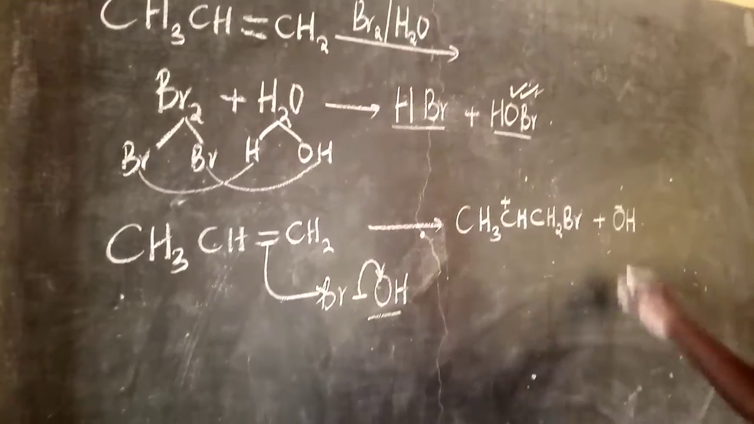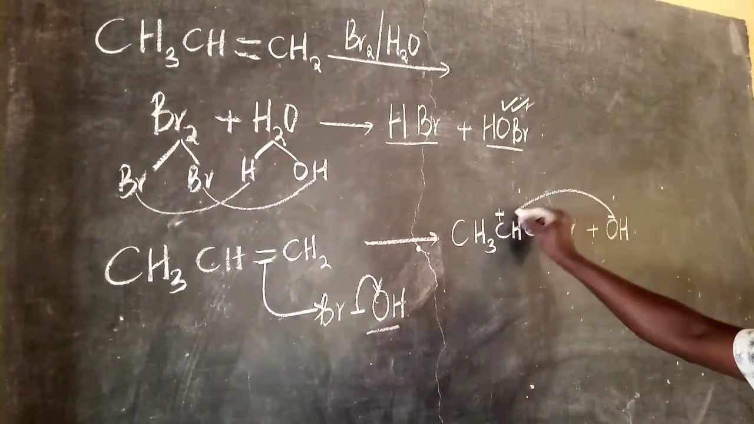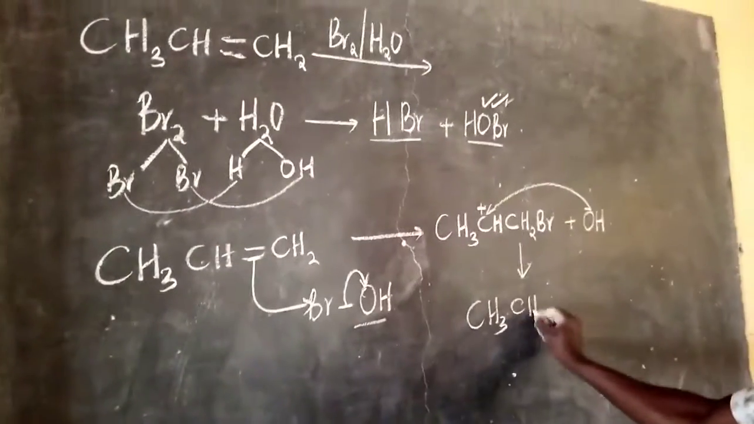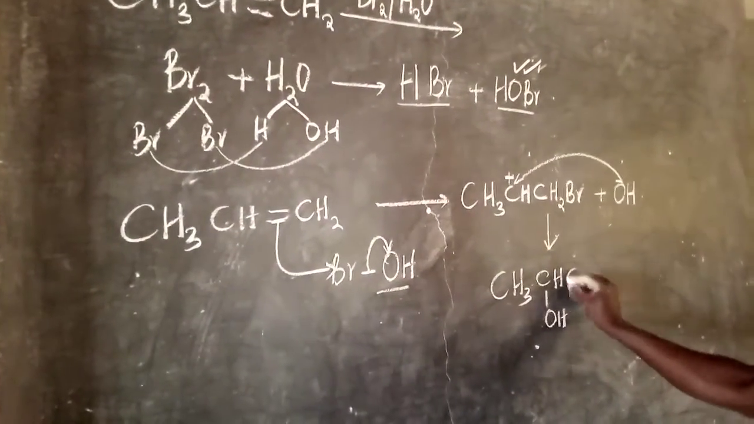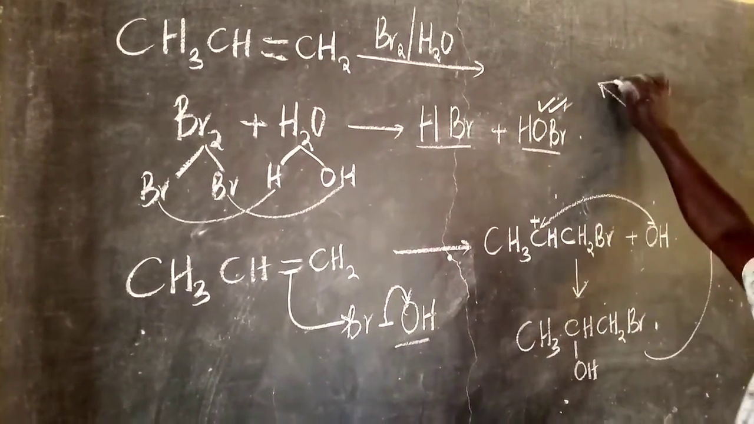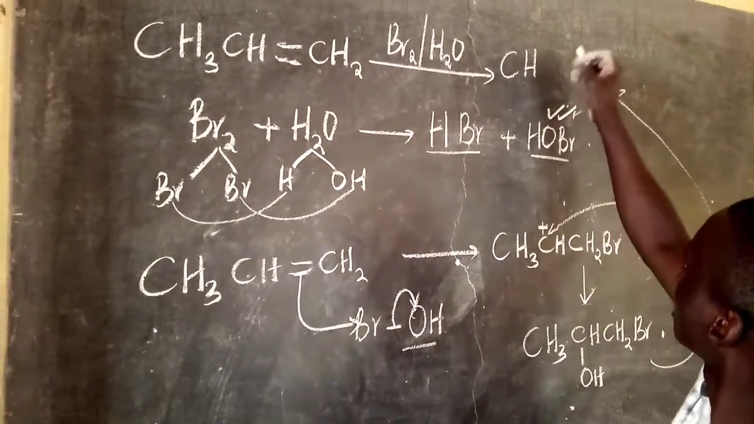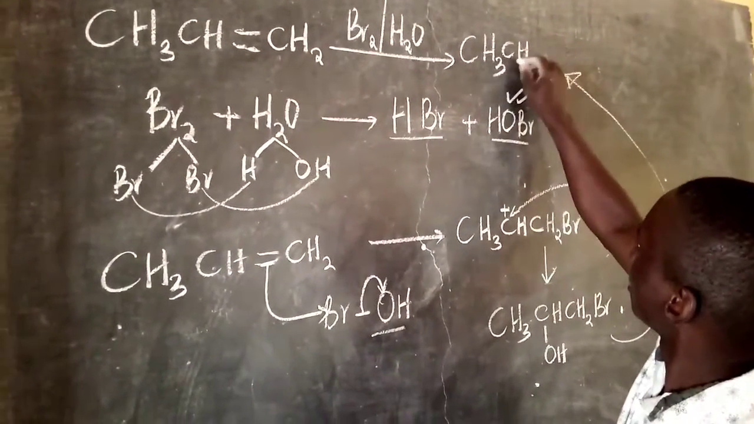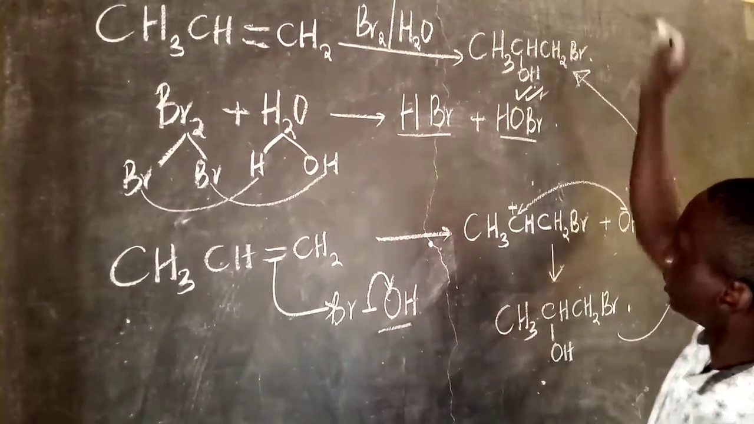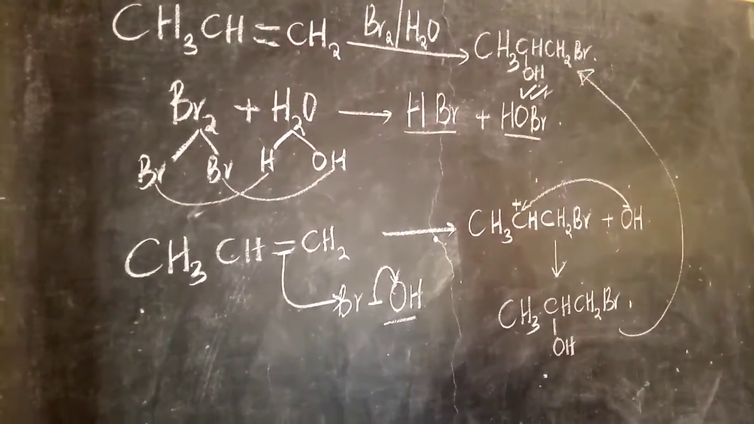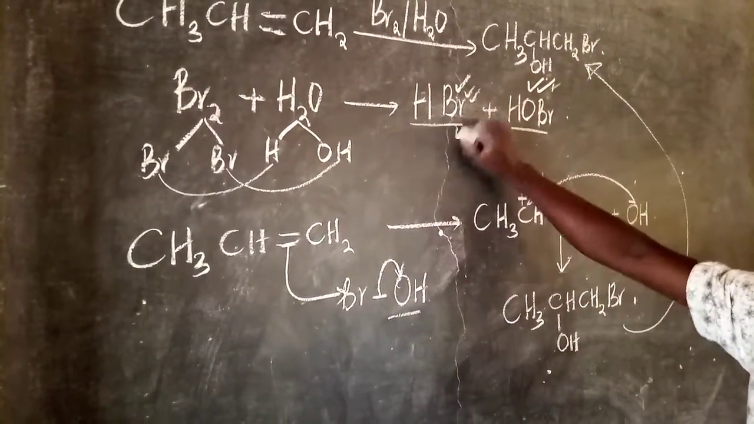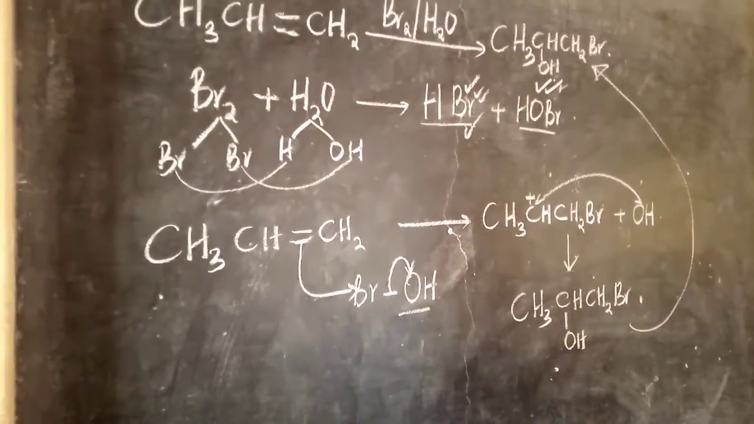What comes next? This is negative, this is positive. The two interact. When the two interact, automatically we shall come up with CH3, CHOH, CH2, and Br, which comes there as our answer, or as our product: CH3, CHOH, CH2, and then Br. Recall, we saw this in our first mechanism. This is now the minor product that remains at the end of the reaction.